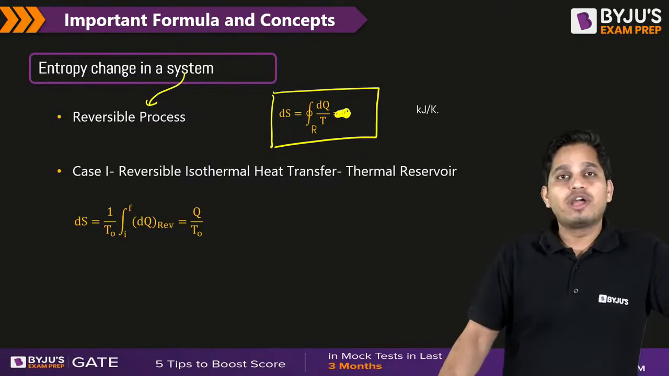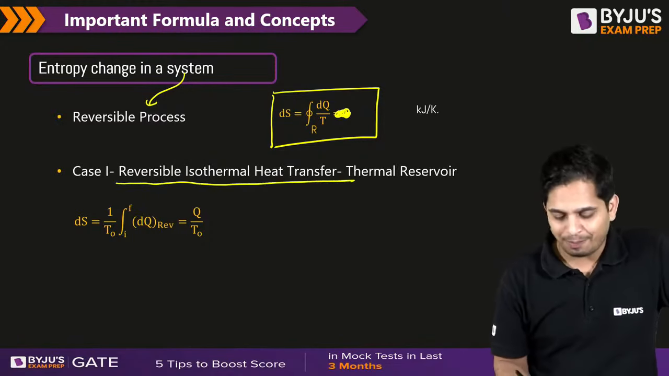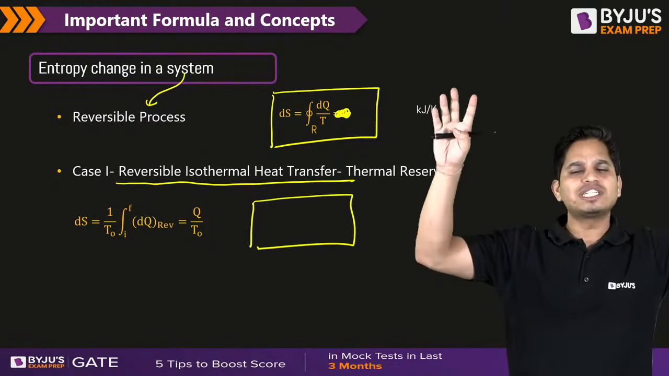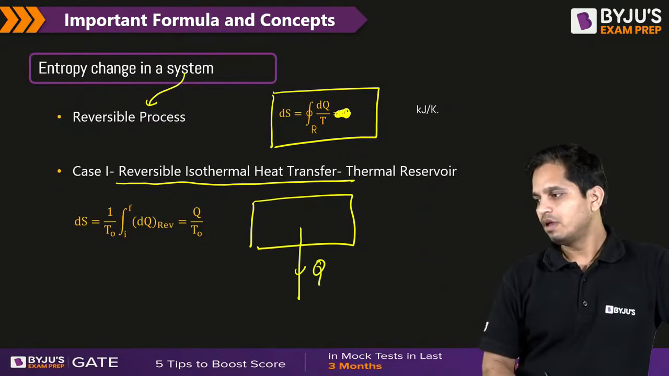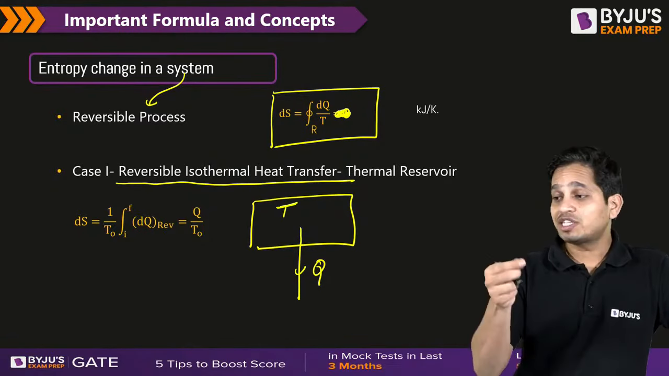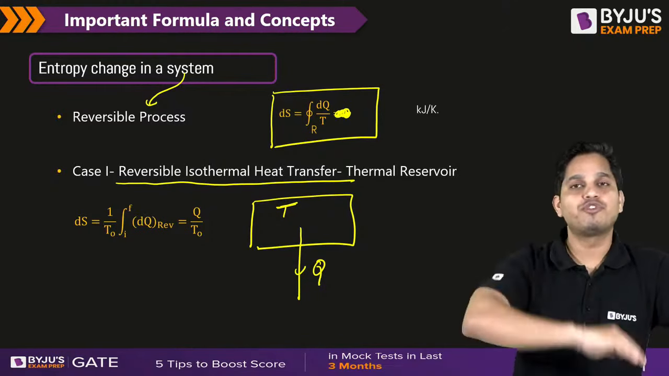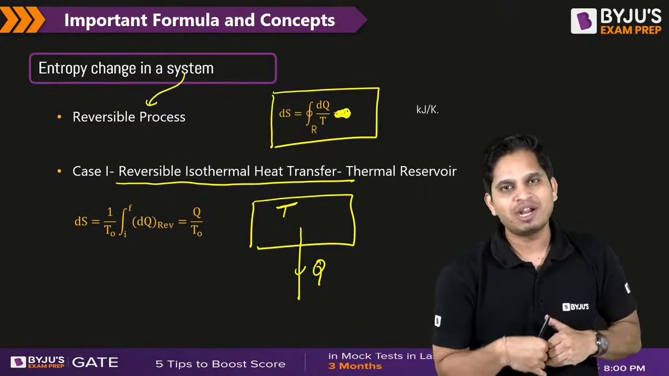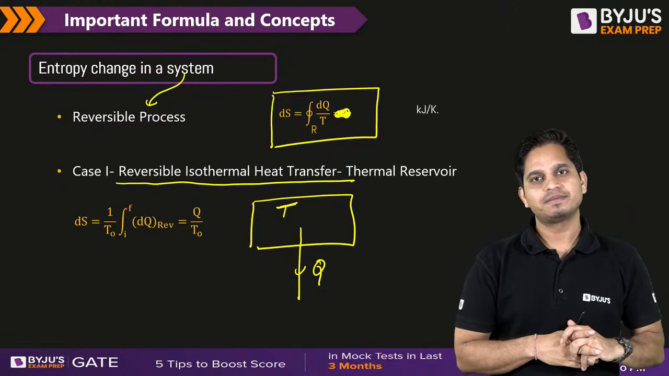Now there are two cases. Reversible isothermal heat transfer. For example, I have a very big system with so much heat, and I transfer some heat Q, but the temperature of the system is not changing. For example, our atmosphere. Whatever heat you give to the atmosphere or take from it, the temperature of the atmosphere is not going to change.